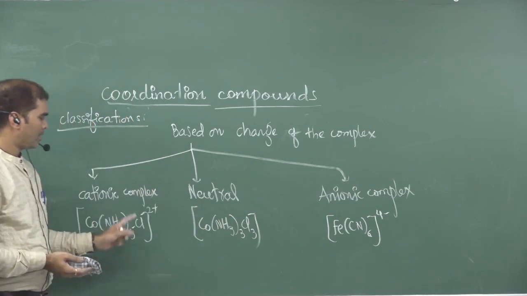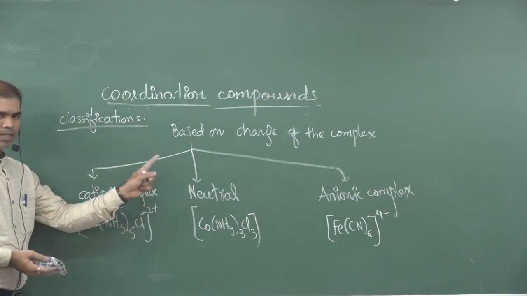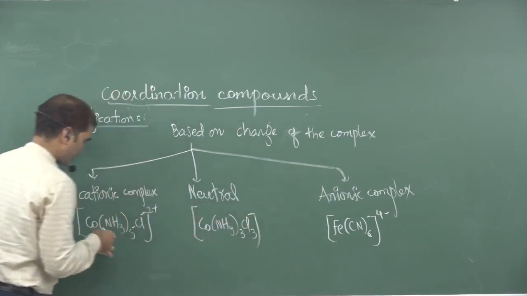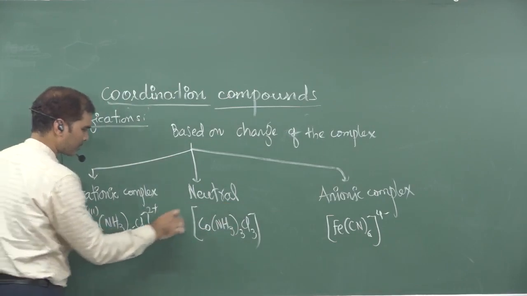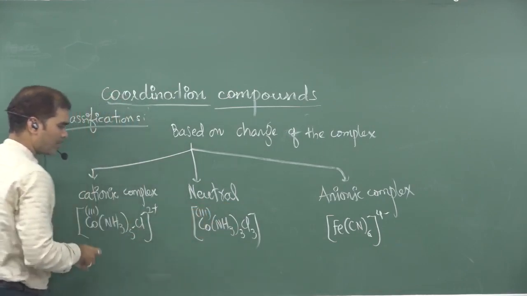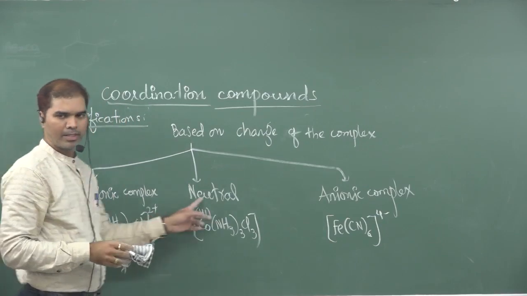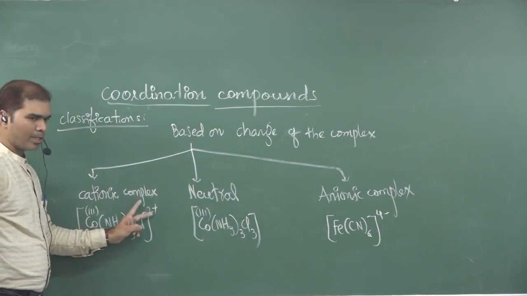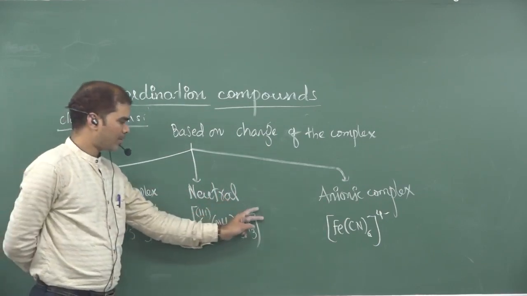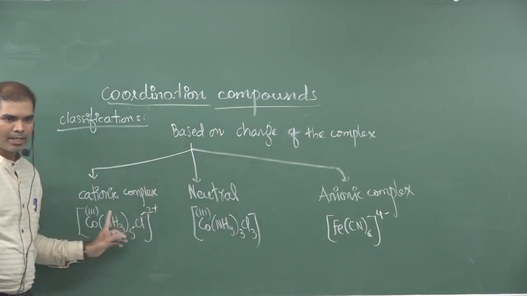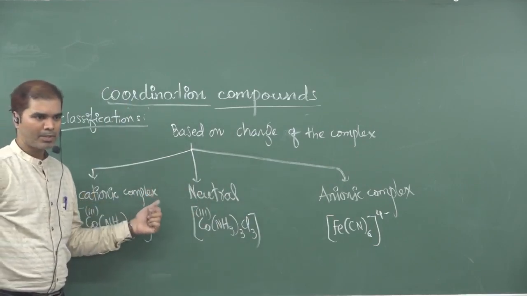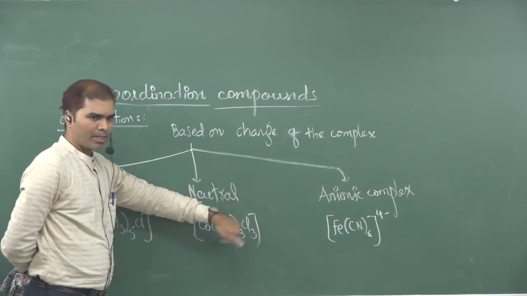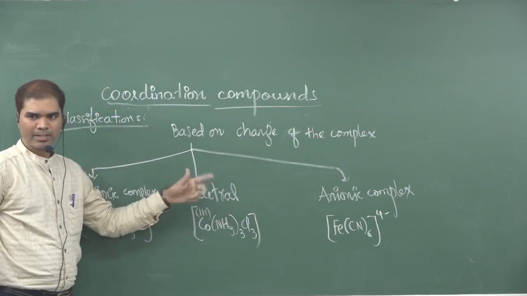So based on the charge of the complex, I can classify them into three types: cationic complex, neutral complex and anionic complex. In a neutral complex, there is no charge, but the oxidation state can be the same. So please make a differentiation between oxidation state and charge on the complex. In this case, the charge on the complex is 2+. In this case, the charge on the complex is 0. But the oxidation state remains the same. So oxidation state has nothing to do directly with the charge on the complex. With the help of charge, you can calculate oxidation state, but there is no direct relation. Okay?